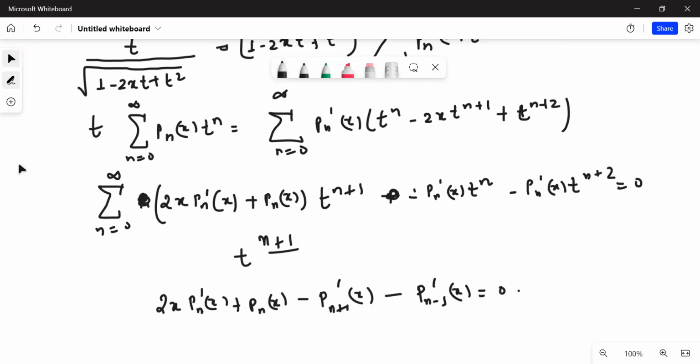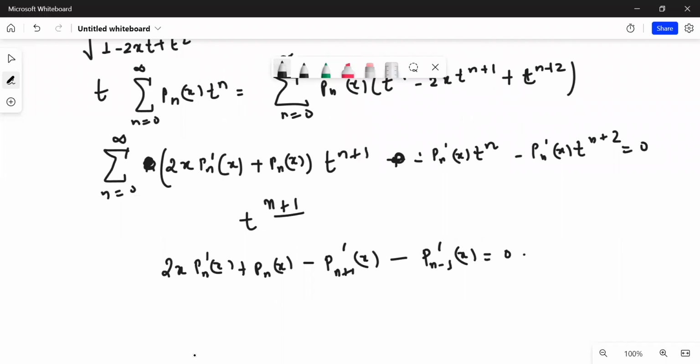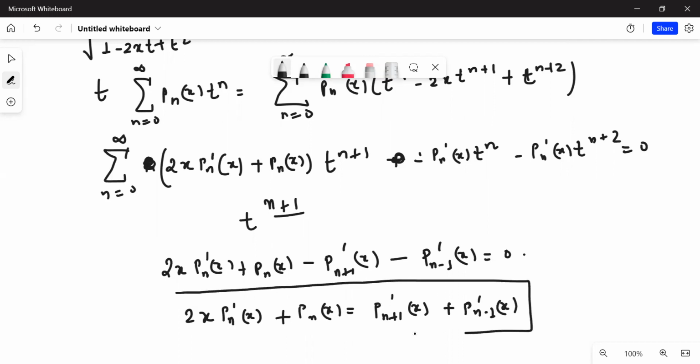Okay. And at the end, I can write all these things in this fashion: 2x Pn'(x) plus Pn(x) equals P(n+1)'(x) plus P(n-1)'(x). So all these things can be derived in different ways.